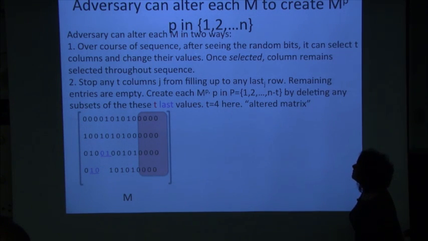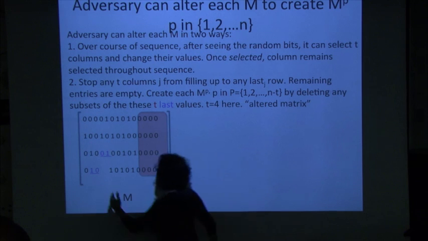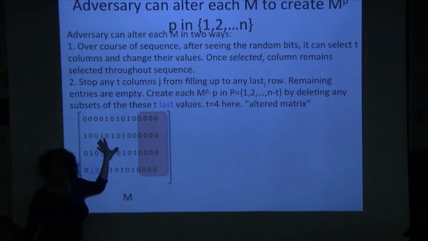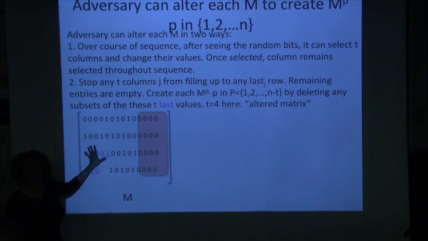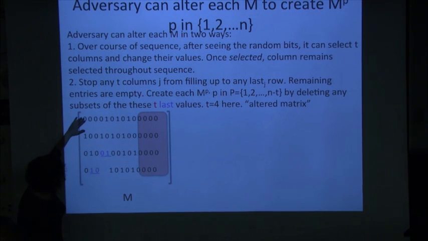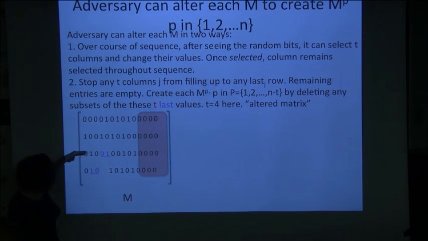I said they're being filled top down in any order. The adversary can determine the order, but top down. So in other words, this value will be filled in before this value. The adversary can stop any column, up to T columns, when it wants. Say it chooses this column to stop and this column to stop. That's the first type.